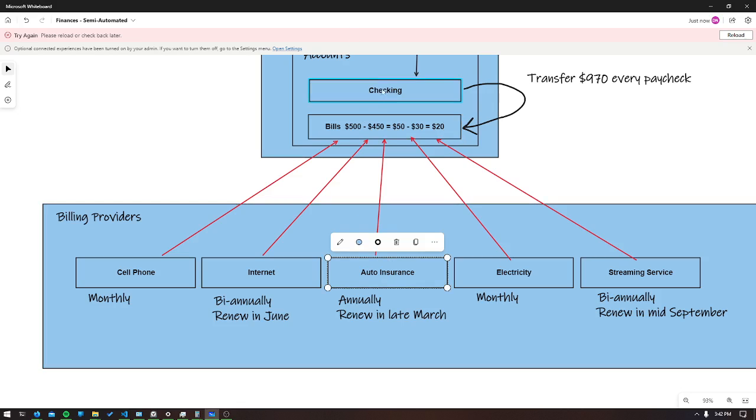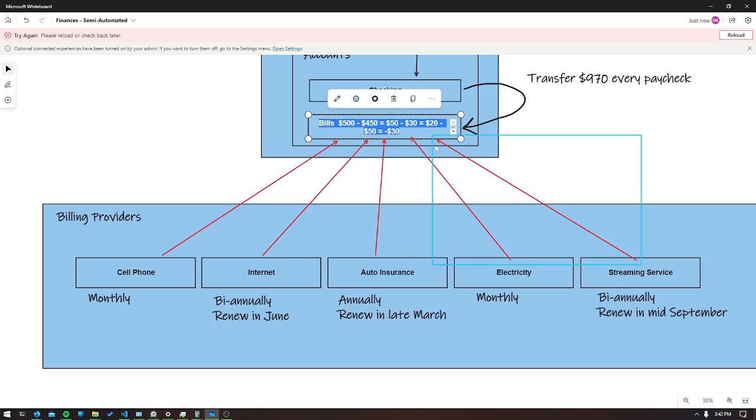However, let's say that your auto insurance, some kind of fee comes up and they charge an extra $50 or something like that for whatever reason. All right, so that happens. Now you're at negative $30 in here, and you've overdrafted the account, and then you get to deal with all the fees and the pain that comes with that.